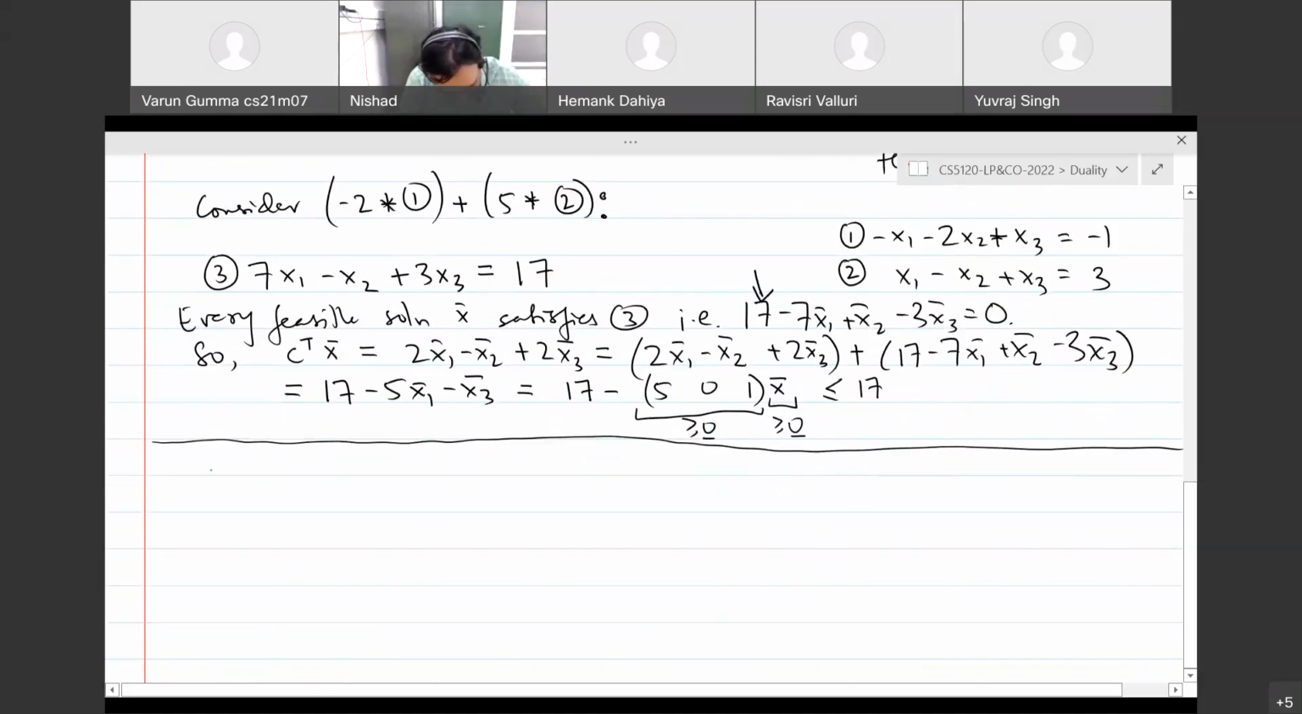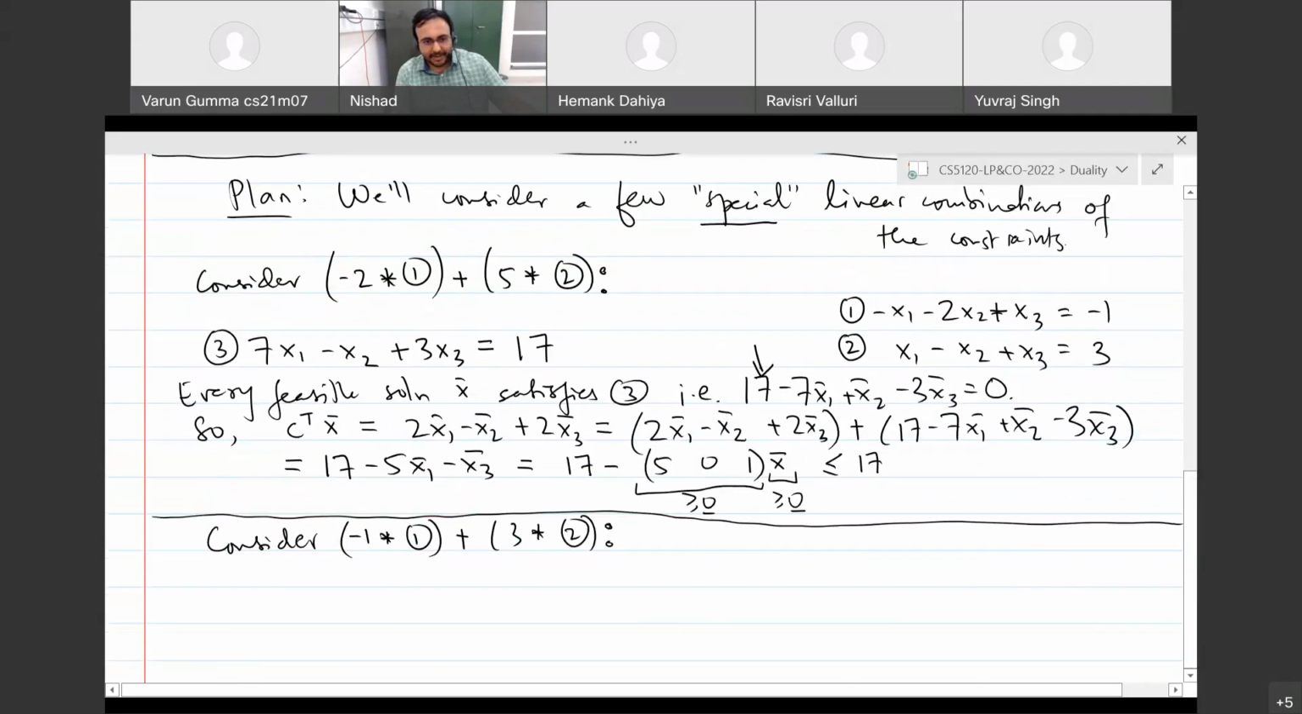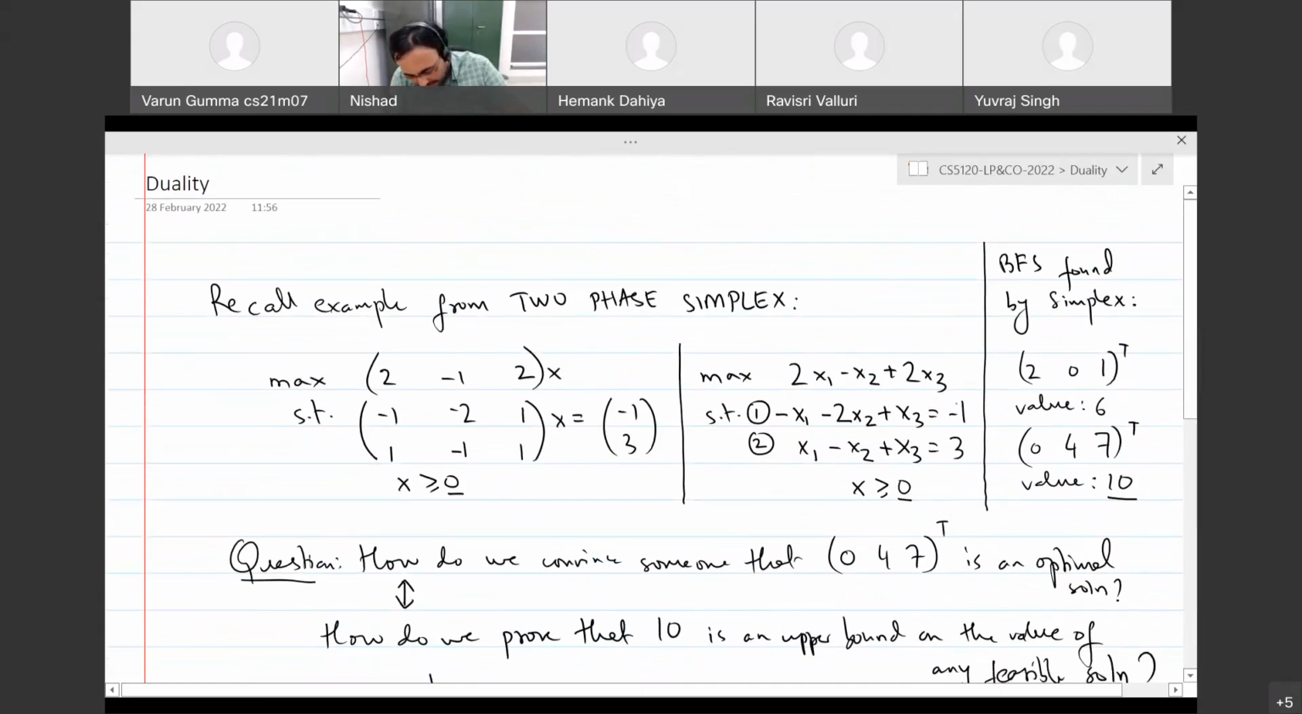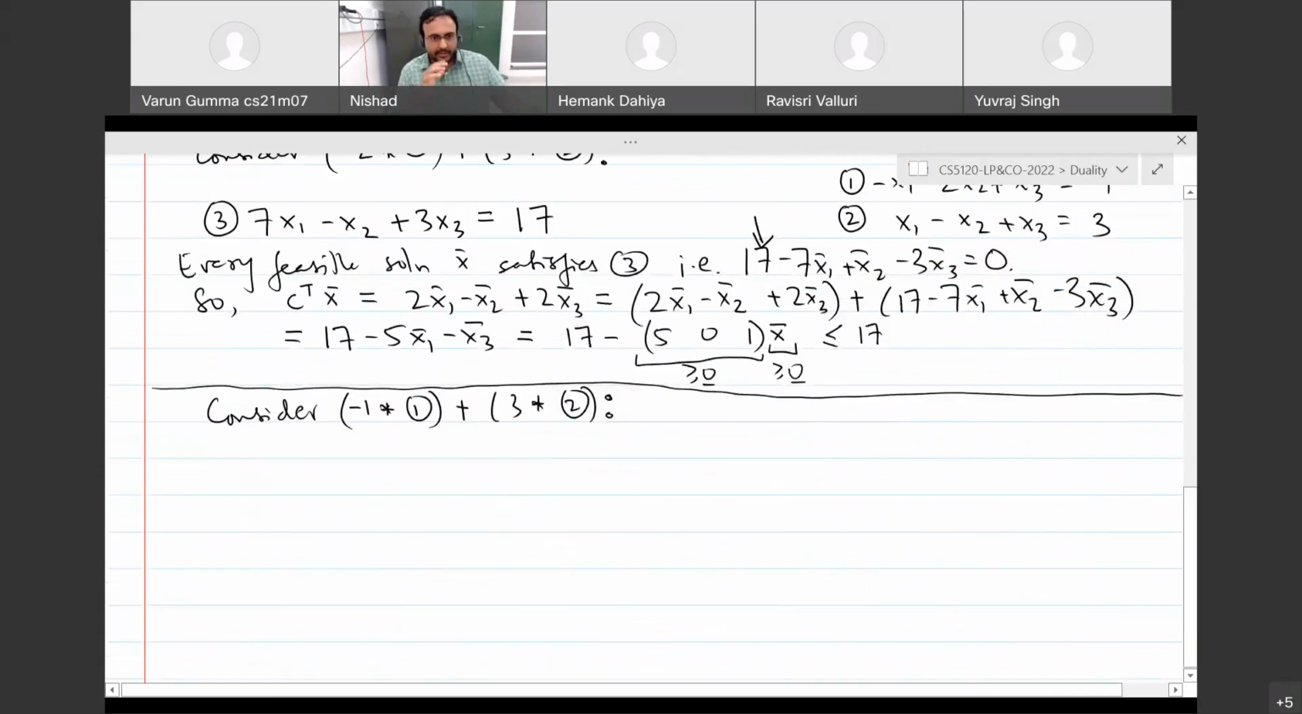So consider -1 times the first constraint and 3 times the second constraint. I want to point out a coincidence that I couldn't avoid because I'd already prepared my example. So -1 and 3 are also the values on the right hand side here. That is a total coincidence. Okay, there is no relation there. It just happens to be a coincidence that I'm choosing this vector.